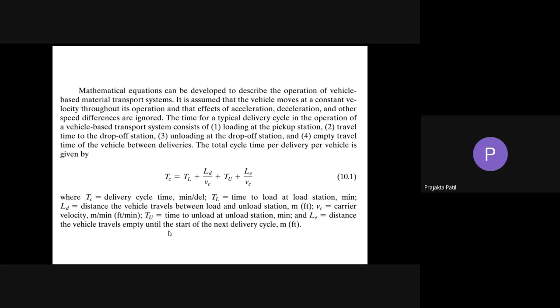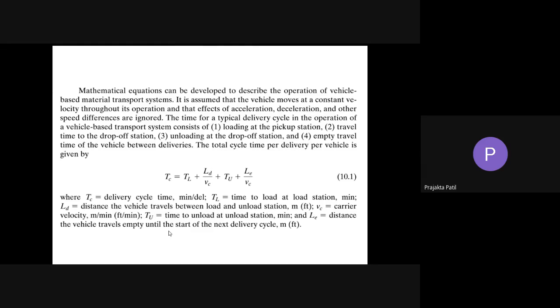So the unit for a typical delivery cycle in the operation of a vehicle-based transport system consists of loading at the pickup station, of course. Now, what all will that AGV be doing? It is going to load the part at a typical pickup station, then travel to the drop-off station. So it has to pick the part from a station and drop it at a certain location or station. So, what is the time it takes to move up to that station? Next, as it moves to that station, it has to unload at the drop-off station.